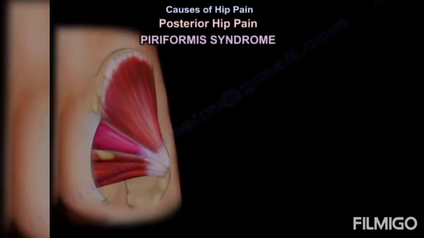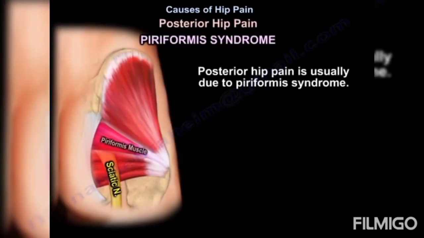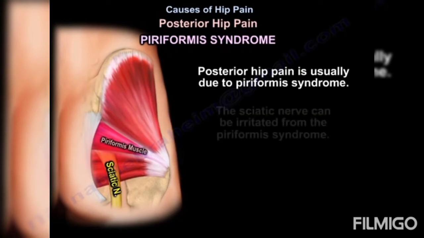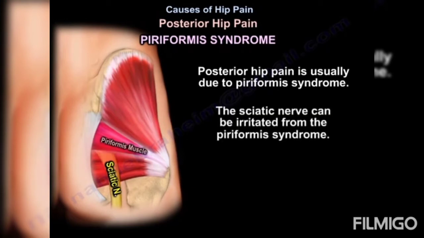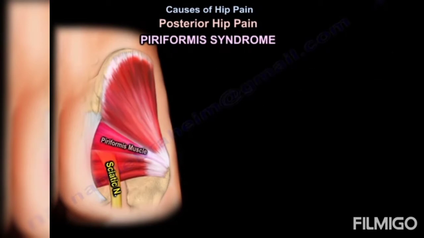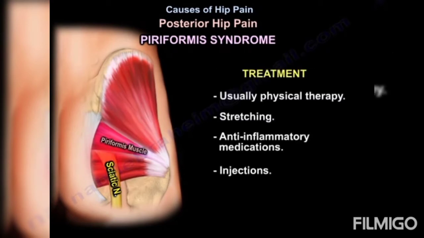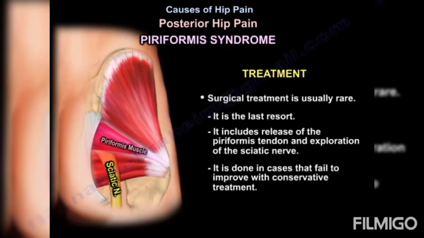Posterior hip pain is usually due to piriformis syndrome. The sciatic nerve can be irritated from the piriformis syndrome. Treatment is usually physiotherapy, stretching, anti-inflammatory medications, and injections. Surgical treatment is usually rare. It is the last resort, and it includes release of the piriformis tendon and exploration of the sciatic nerve. And it is done in cases that failed to improve with conservative treatment.